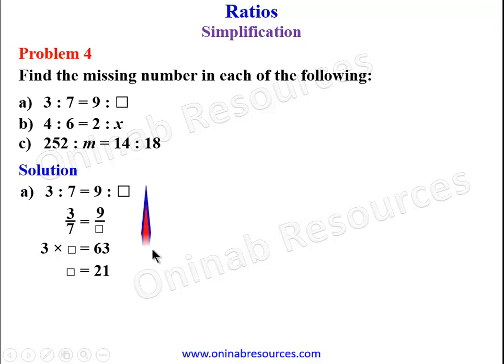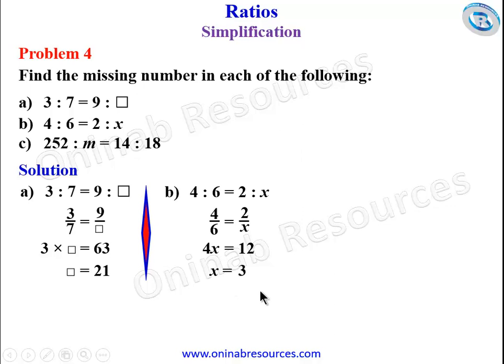That's all for A. We go for B. 4 ratio 6 is equal to 2 ratio x. This is going to give us 4 over 6 is equal to 2 over x. We cross multiply. That's going to give us 4 times x, 4x, is equal to 12. 6 times 2 gives 12. Dividing both sides by 4, x is equal to 3. And that's all for B. We then go for C.